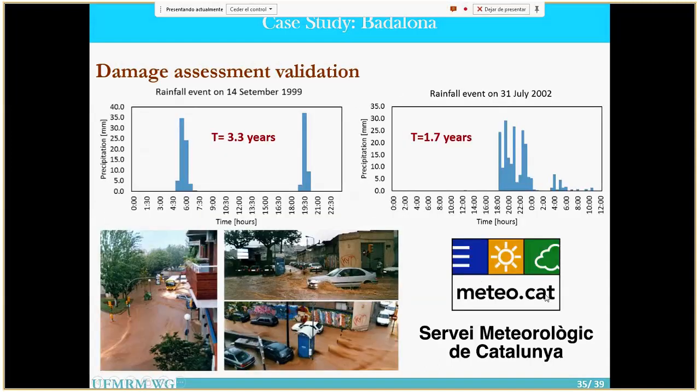Well, accordingly, the rainfall information of these two events was analyzed, and the first event corresponded to a 3.3-year return period, and the second one to a 1.7-year return period. Well, and here you can see some images of the flood related to the 1999 event. Okay, and MeteoCat is where we obtained this information for these two events.